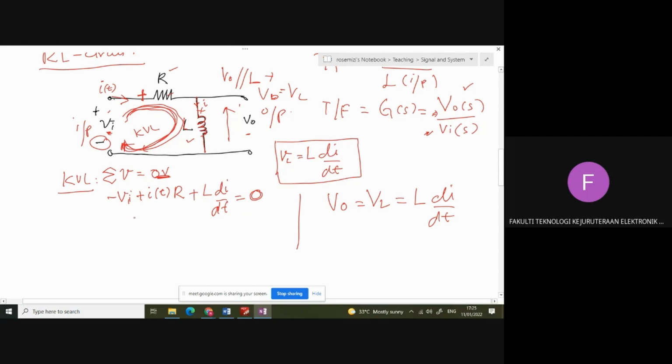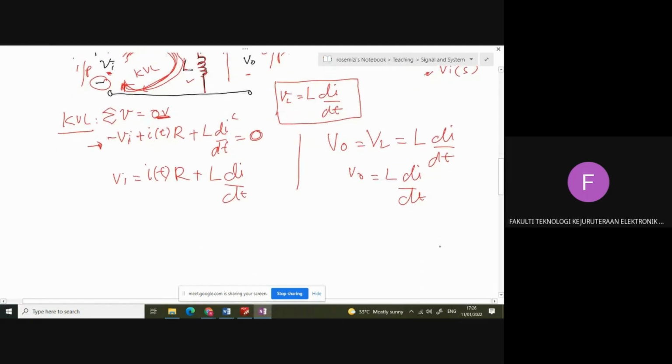Okay, no need to replace that. So rearranging, Vin is equal to, now negative becomes positive, i(t)R plus L di over dt. And Vout is equal to L di over dt.